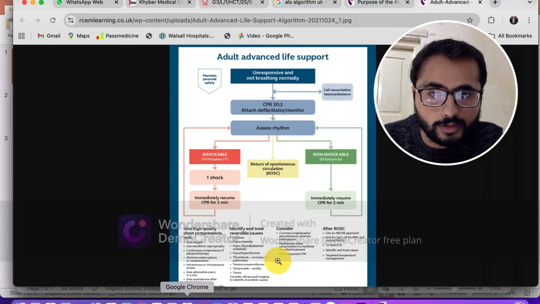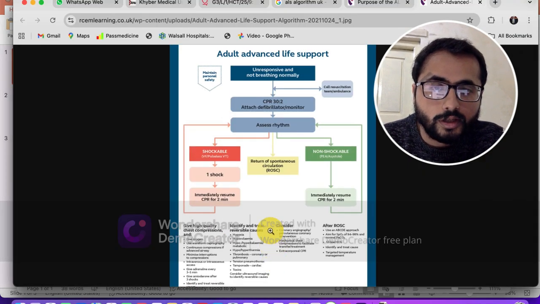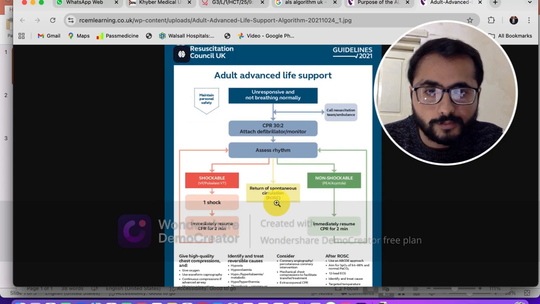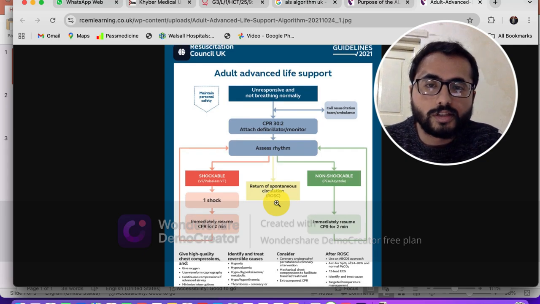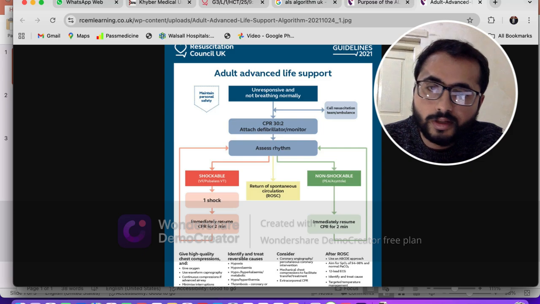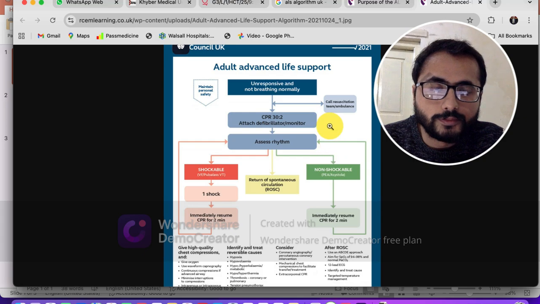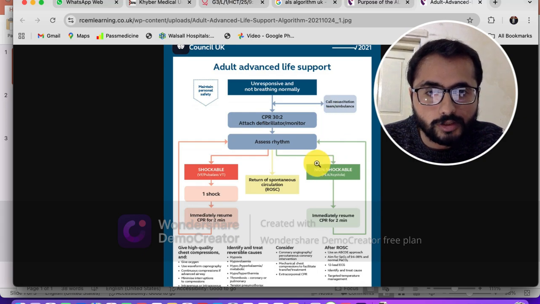So let me open this scenario. So we are done with the A to E. The next part of the test is this algorithm that we have to follow. So immediately check if he's breathing, if he has a pulse. He doesn't have any pulse. Immediately start CPR. Okay, you have started the CPR, and you have called for help immediately.